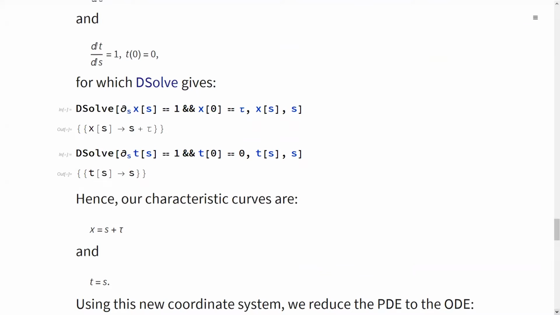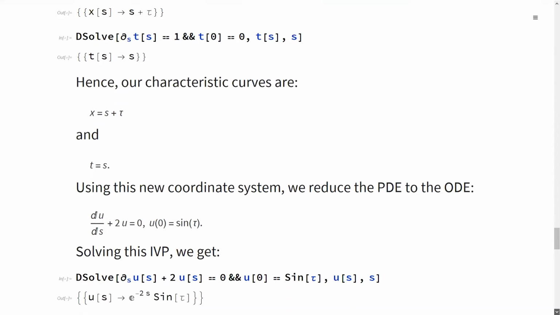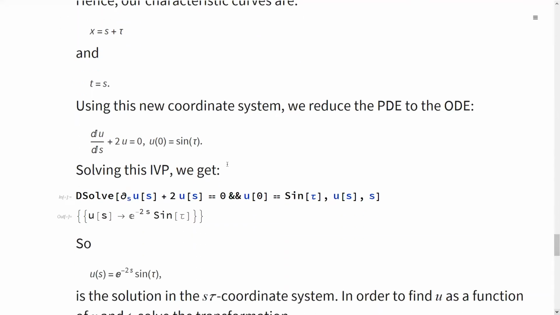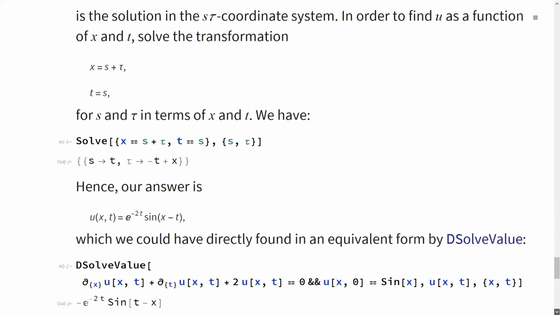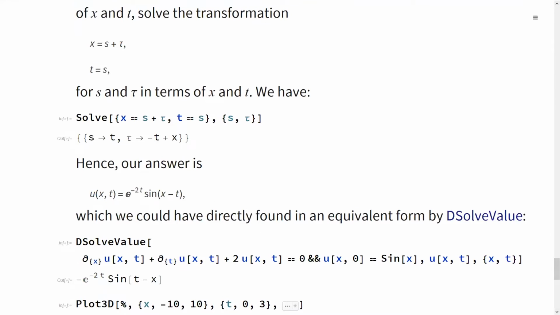So if we use this new coordinate system, we reduce the PDE to the ODE, and now we have an ODE in s with this initial condition. And solving this initial value problem, we get that u is e to the power negative 2 times s times sine of tau. And if we replace s and tau with the original variables, we get this solution to the original problem.